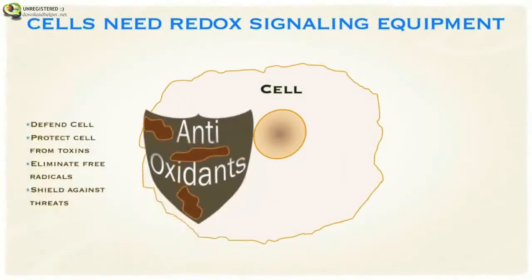The signaling equipment involves our antioxidants. These are complicated molecules that help defend ourselves from toxins, eliminate free radicals, and help shield against a variety of threats. Additionally, there are membrane transport systems on our cell membrane. We can call them a mailbox that help allow for the infusion of oxygen in food and the release of waste products and metabolites.